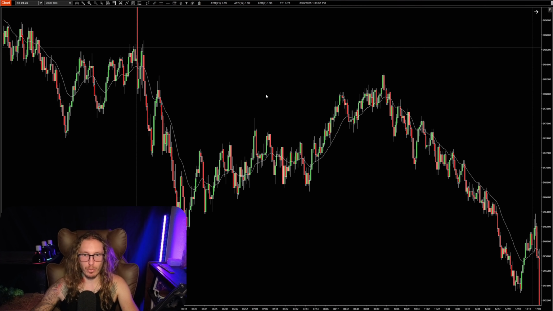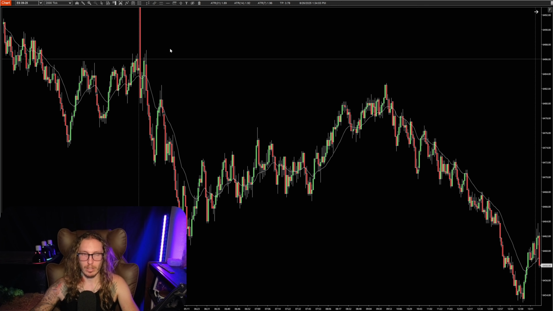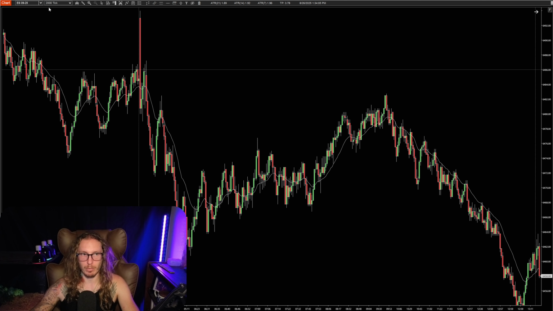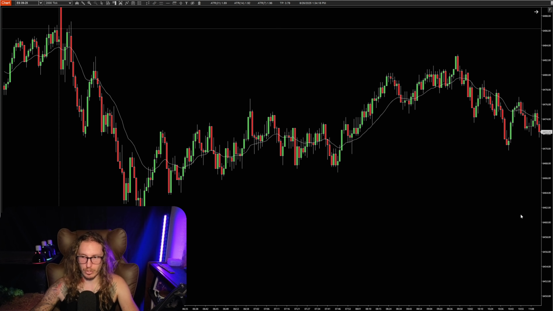This is the 2000 tick ES chart. It's the S&P 500 futures chart. But whatever you trade, you need to understand your time frame. So I'm trading the 2000 tick chart. But if you were trading a 5-minute chart or a 1-minute chart or some other asset like NQ or crude oil, just look at the chart within its context. So I'm just going to demonstrate it here.